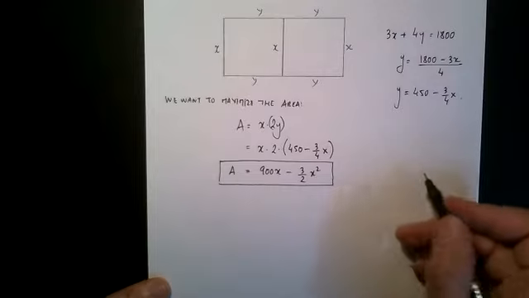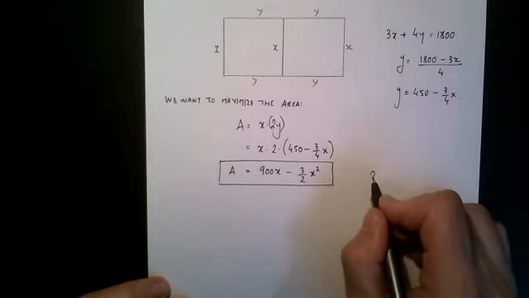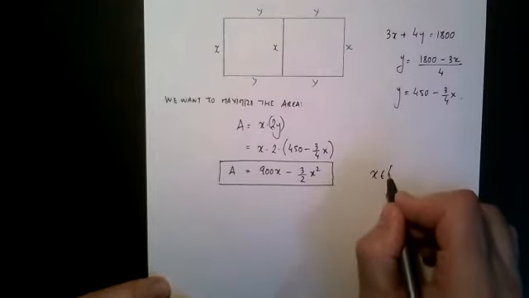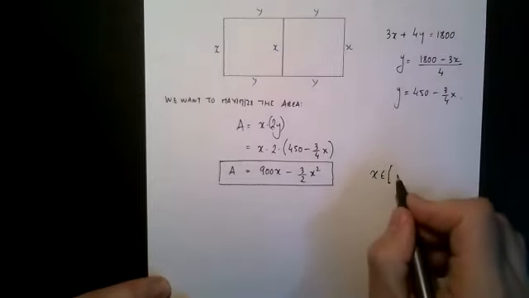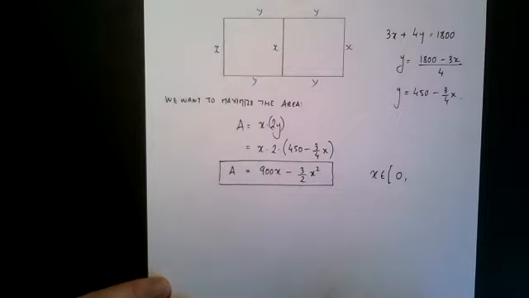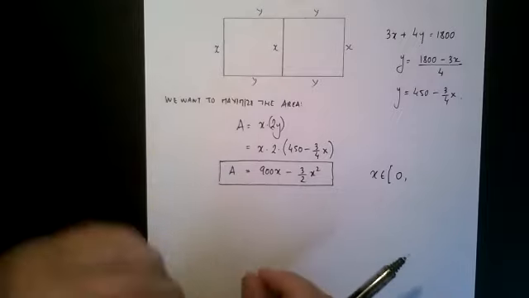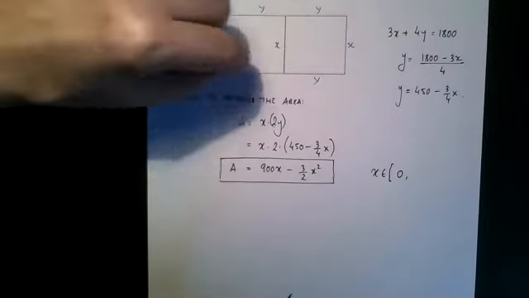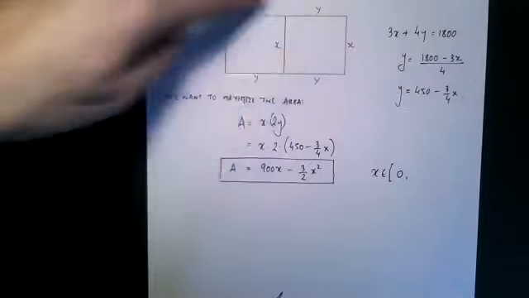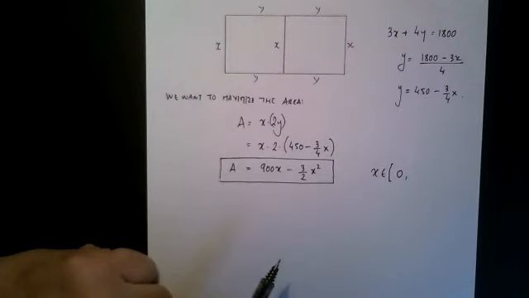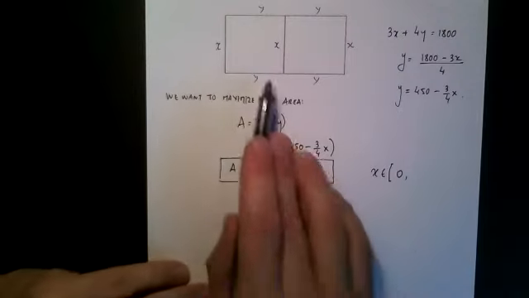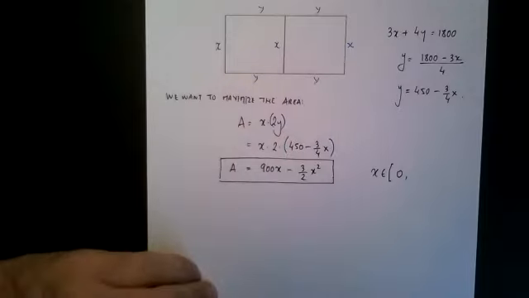Okay, so now what are the possible values of x? What's the smallest that x could be? Well, x could be 0. If x is 0, then the y will be very long. I'm going to use 900 and 900 to get the 1800 of the field. And what is the maximum possible value that x could be? Can you tell me?